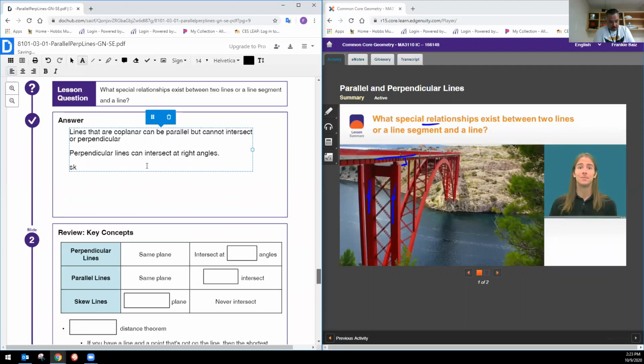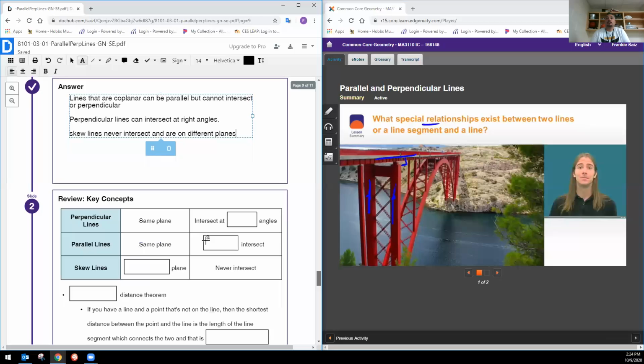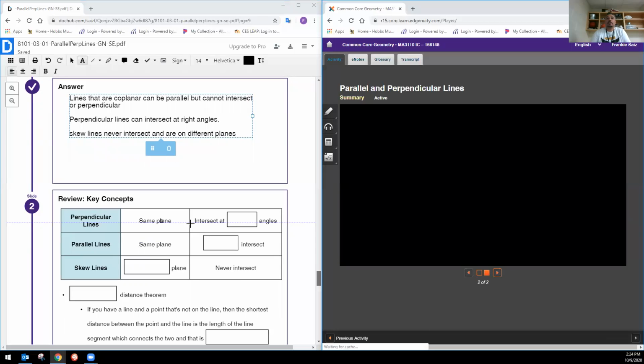skew lines never intersect and are on different planes. Okay, that's answering the lesson question. So let's go ahead and get to the next one so we can do this part here.